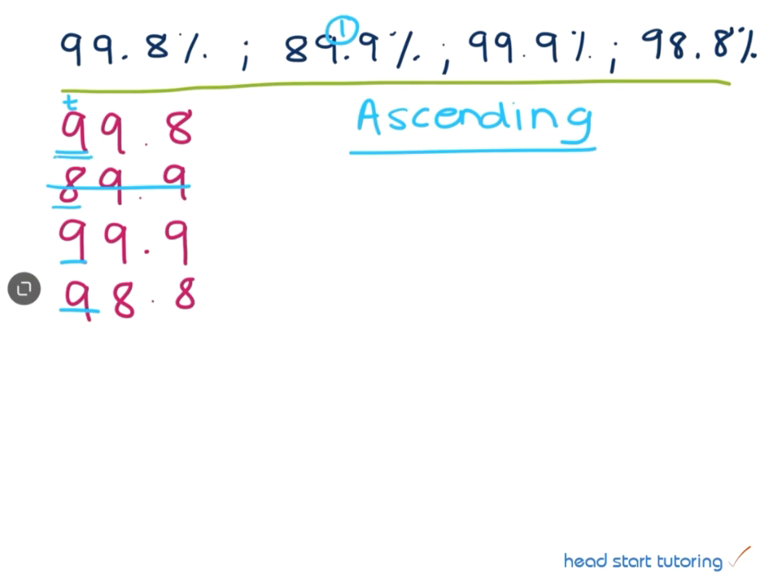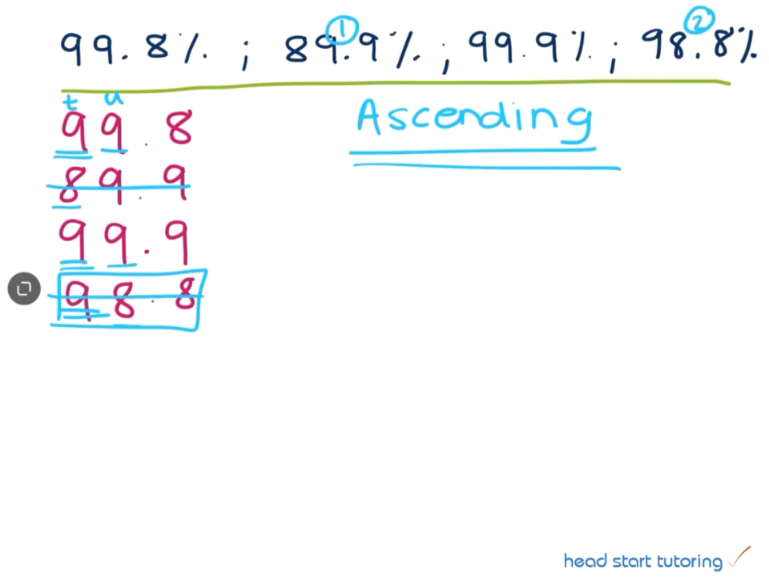We know that these 9s are all the same, so we need to look at our units. We now need to look for the smallest unit to find our next number. So 9 and 9 are the same, and 8 is smaller than 9, so this number will be next in our sequence. So 98.8, which is over there, is the second number in our sequence when we are arranging in ascending order. We now need to cross that out and look for our next number.